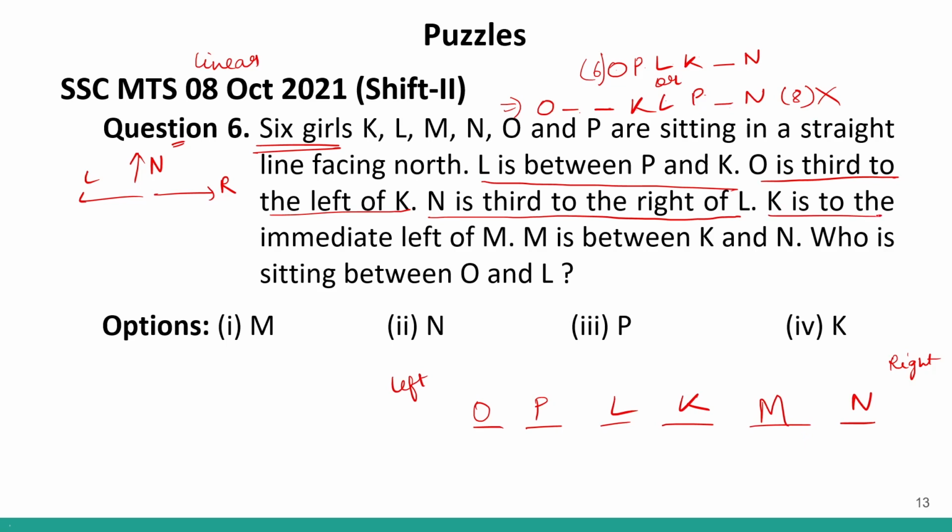The question says K is to the immediate left of M. And K is definitely to the immediate left of M. M is between K and N, which is also true. So this is my final arrangement.